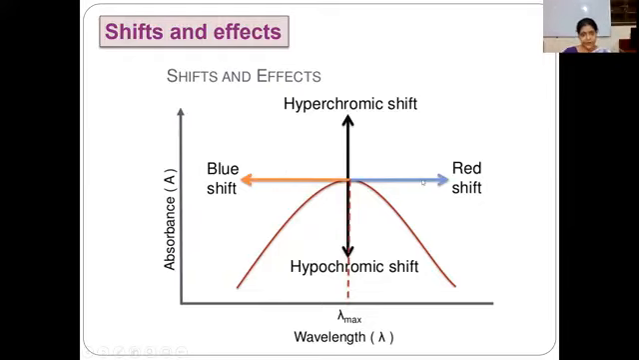This is red shift, an increase in the value of lambda max. Blue shift shows a decrease in the value of lambda max. Hypochromic shift is a decrease in the value of epsilon max, and hyperchromic shift is an increase in the value of epsilon max.